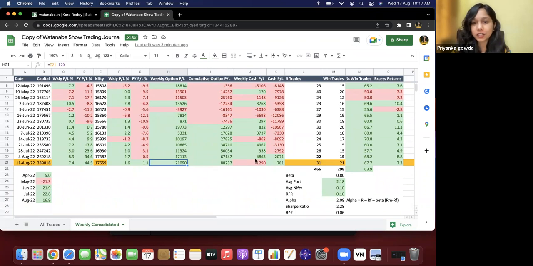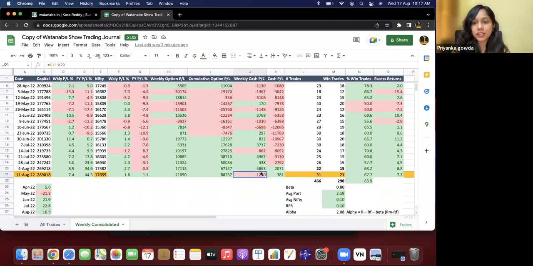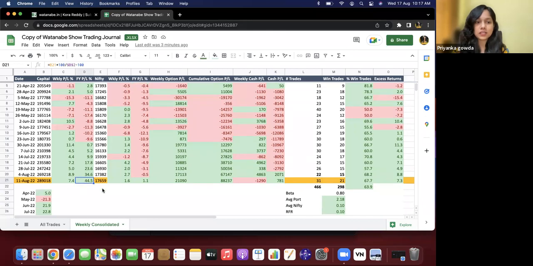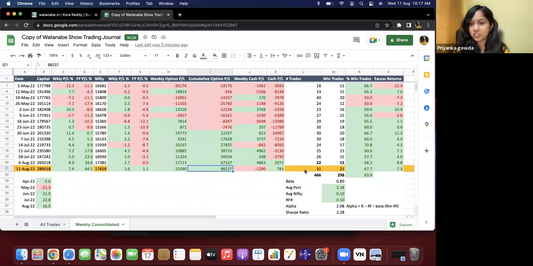And if we come to the cash market, we were up around 1,290. But overall, for the financial year, we're up around 781. So if we consider our financial year till now, we started on 31st of March, and now it is 11th August. We are up 44.5%, while Nifty is up around 1%. So overall, we are up around 88,237. So this was all about what happened last week and from when we started.